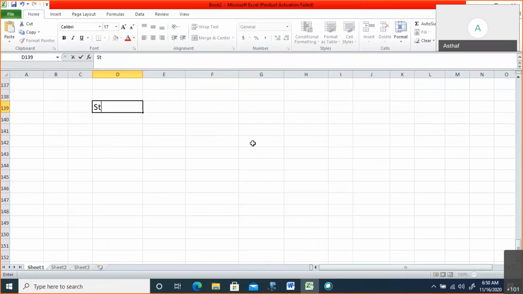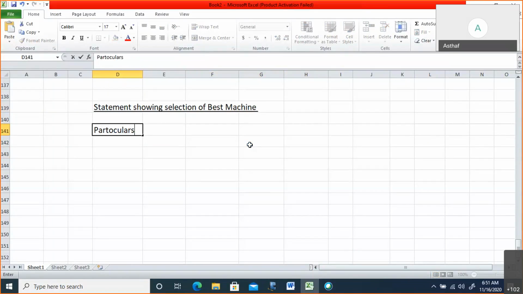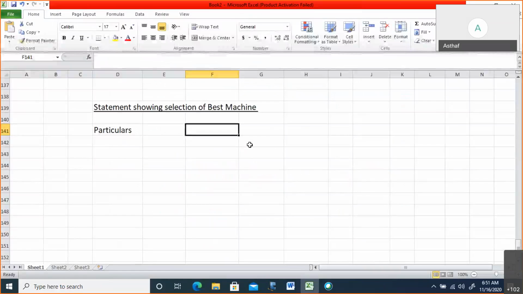So how will we make it? Please listen. Statement showing selection of best machine. What are all the conditions we have? As we already discussed, we have to classify the cost into two parts: fixed and variable cost. The machines we have are machine K and machine L.